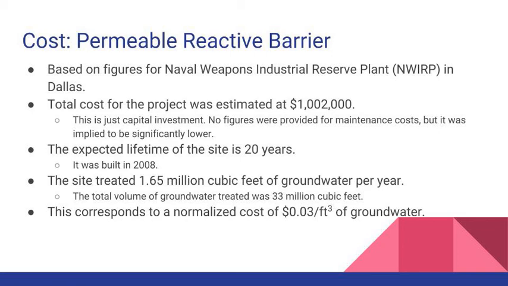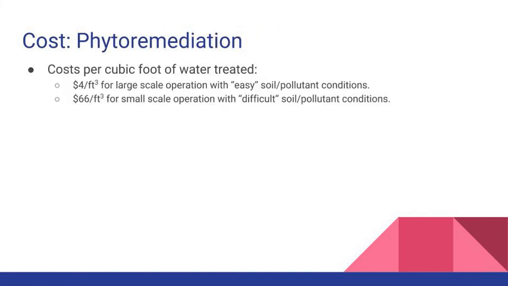Similar to bioreactors, the cost of phytoremediation operations varies based on the scale of the operation and the conditions of the soil in the site. For a large-scale operation with easy conditions, the cost is $4 per cubic foot of water treated. For a small-scale operation with difficult conditions, the cost is $66 per cubic foot of water treated. Normalized costs for large-scale operations with difficult conditions or small-scale operations with easy conditions will fall between these two values.